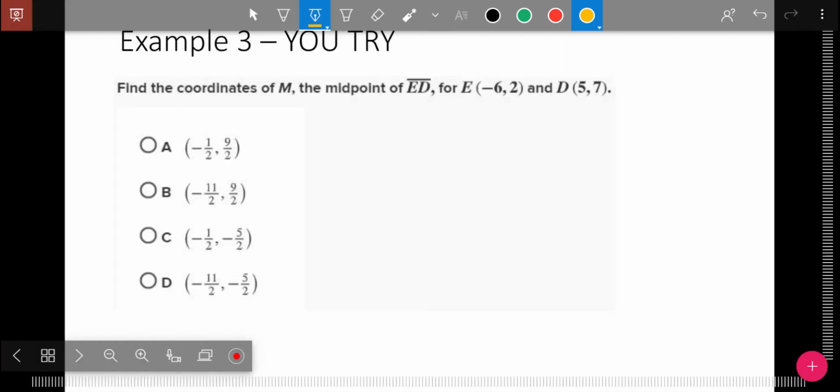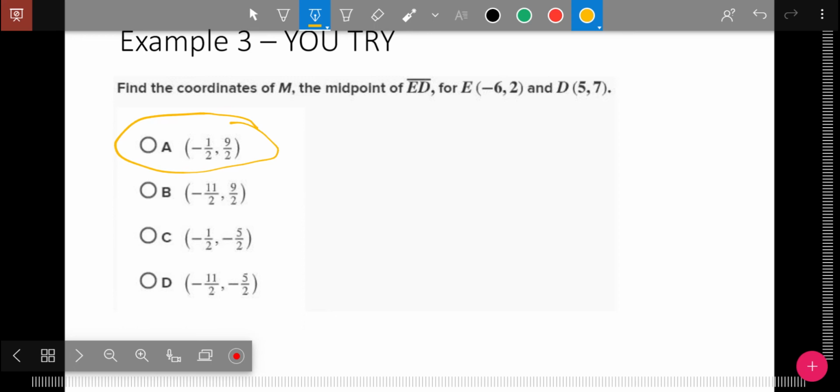Give this a try on your own here. A, B, C, or D. Plug in the coordinates from E and D and come up with your answer. Pause now if you would like. All right, hopefully you got the right answer. -6 plus 5 is -1, divided by 2, means the answer is either A or C. 2 plus 7 is 9, divided by 2, is A for the win.